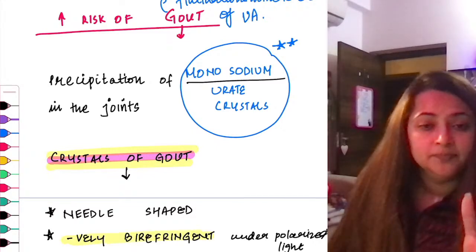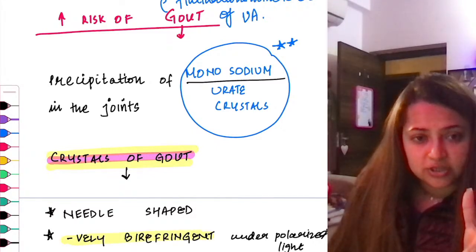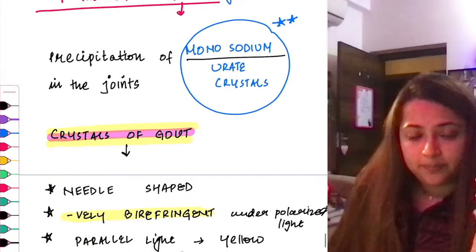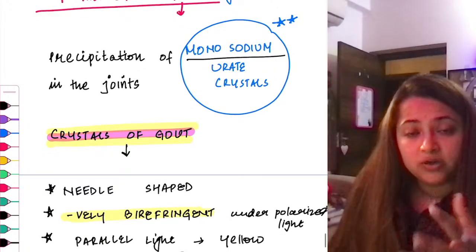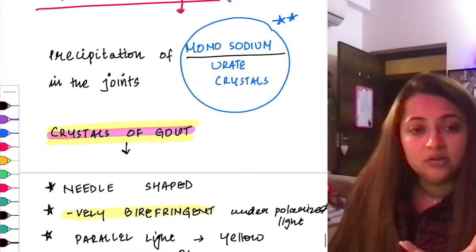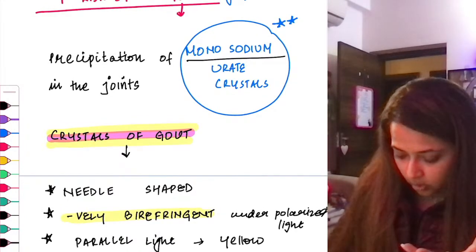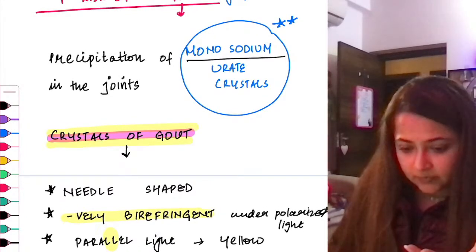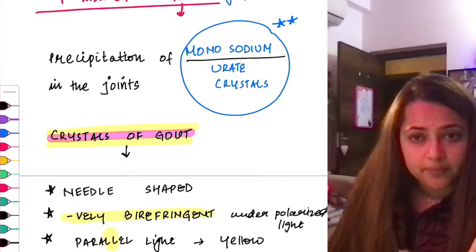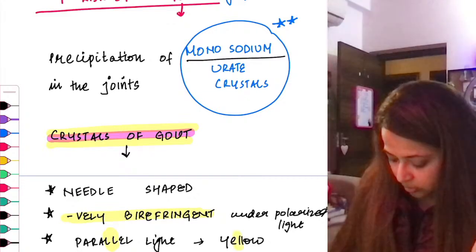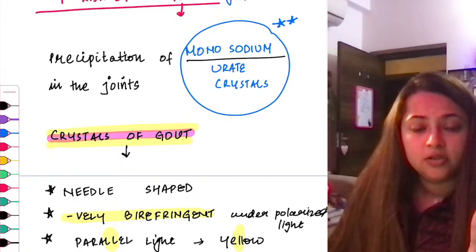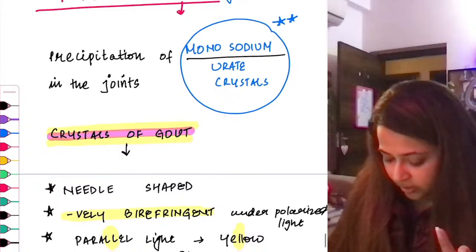So this is very important. Negatively birefringent. Third thing, if parallel light is thrown, what type of color would they be showing? Your answer is going to be yellow. So how you have to remember is parallel is having double L, and yellow is also having double L. So parallel light is equal to yellow color.